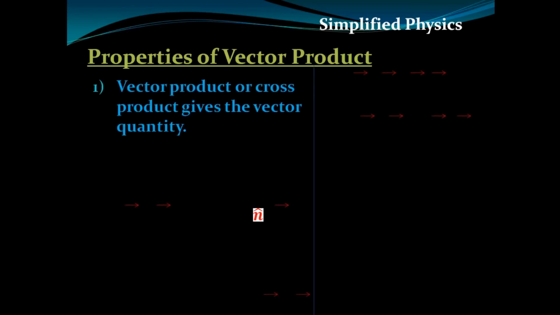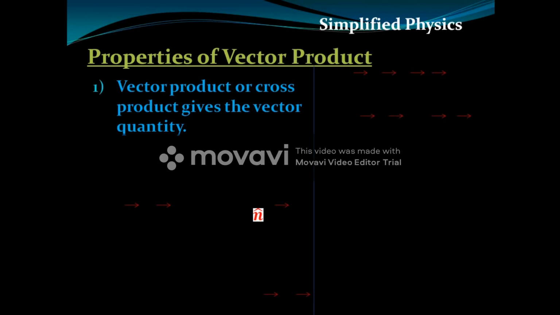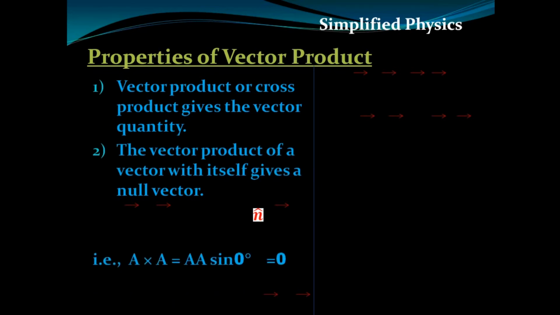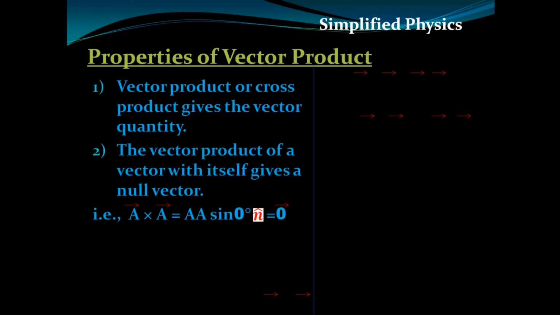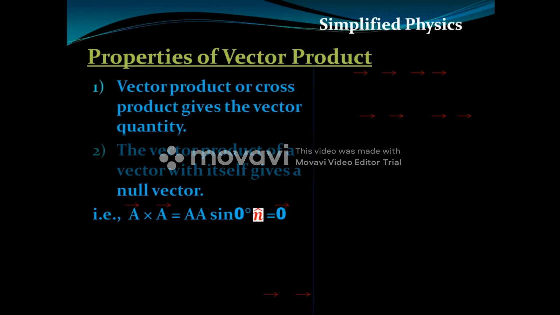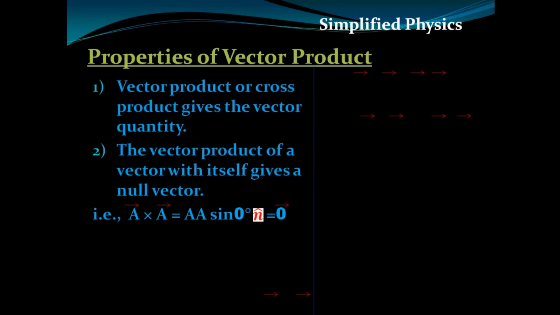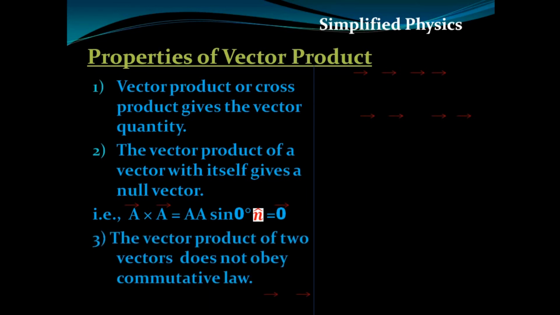Well, let's see some properties of the vector product. The vector product simply gives a vector quantity, that means p cross q vector or a cross b vector gives a vector quantity. The vector product of a vector with itself gives the null vector. For a given vector a, a cross a, both vectors representing the same vector, the angle between them is 0 degree, so it gives the null vector. Sin 0 degree equals 0, so null vector.